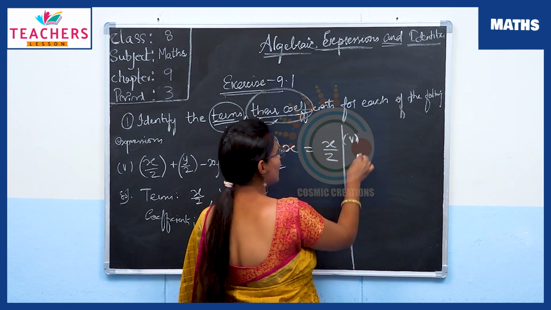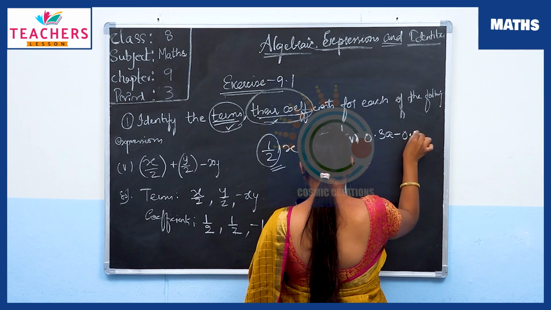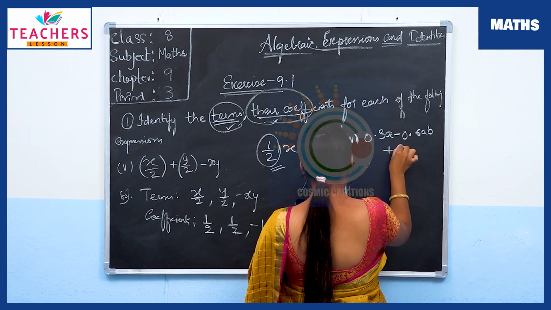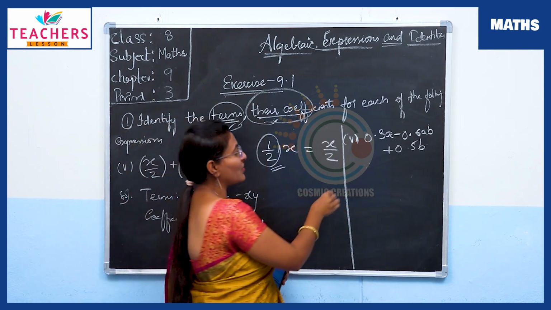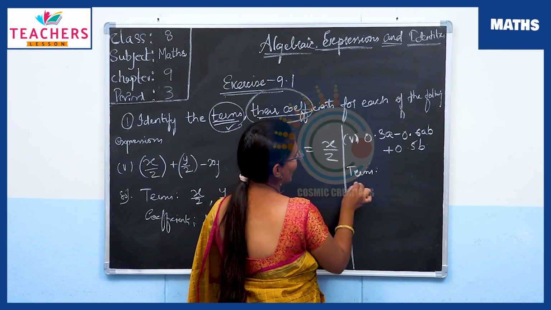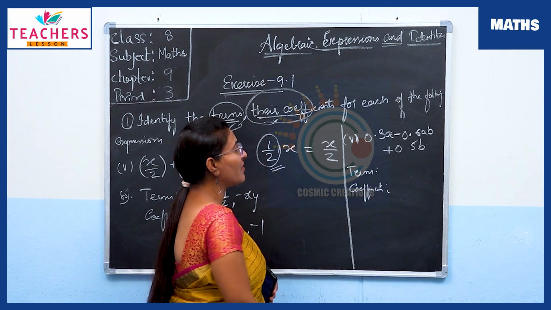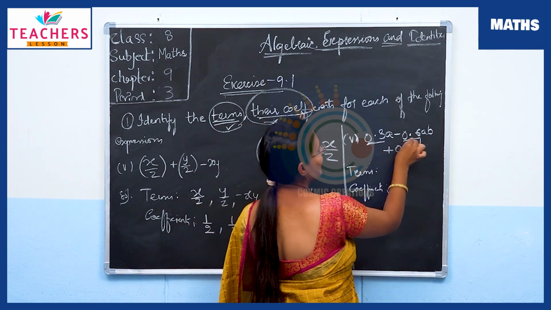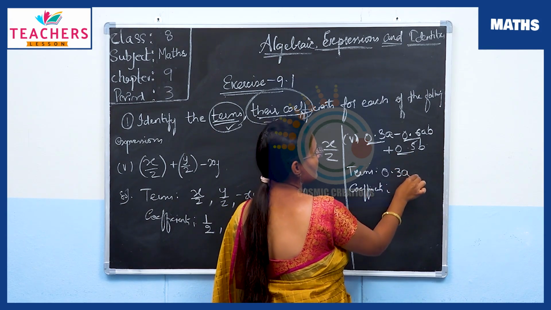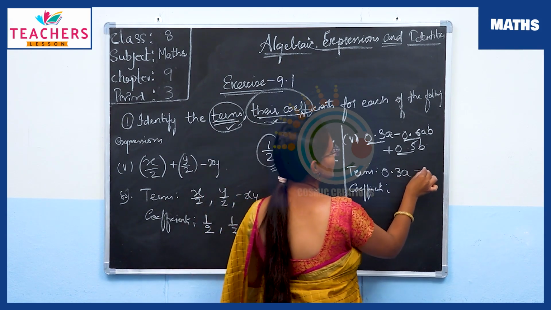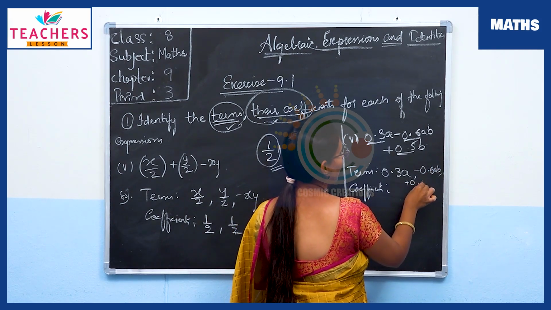The last problem in the first session is 0.3a minus 0.6ab plus 0.5b. This is a decimal question, right? So now can you say terms and coefficients? 0.3a. Very good. So how many terms are there? 1, 2, 3. So 0.3a, comma, minus 0.6ab, comma, plus 0.5b. Very good.